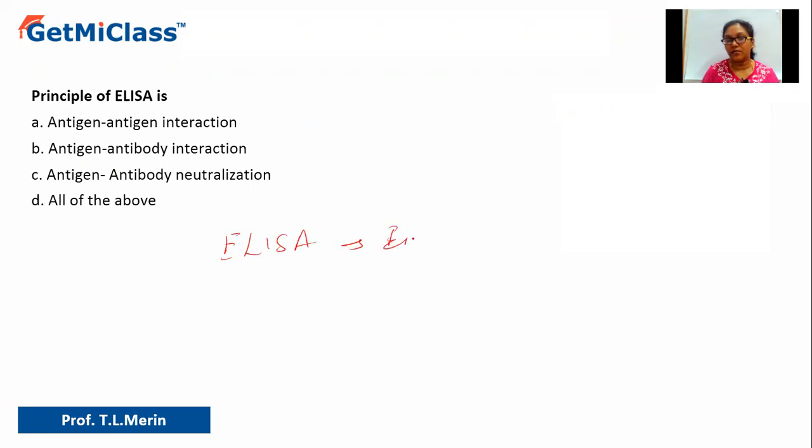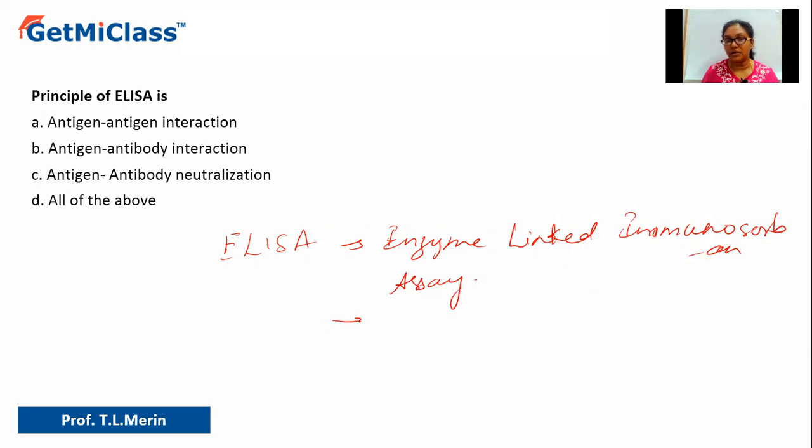ELISA is nothing but E for enzyme, L for linked, so it is enzyme linked, I for immunosorbent assay, I for immuno, and S for sorbent, and A for assay. Okay, it is a method to detect the presence of a particular antigen. Okay, you can detect the presence of a particular antigen, and how can you detect? You can detect by testing for the presence of antigen, or you can test for the presence of antibody.